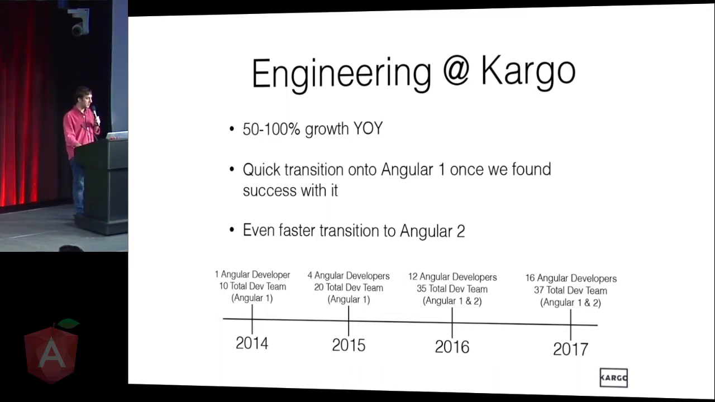And then last year, we tried Angular 2 while it was still in beta and in the release candidate phases. But we saw very, very quick adoption on our teams. We're now up to about 16 out of a total dev team of about mid-30s. We're using both Angular 1 and 2 right now, and that's what I'm going to continue talking about.